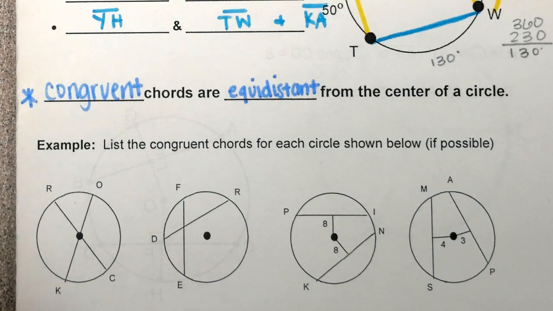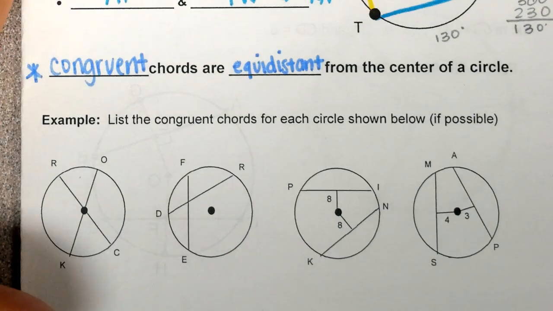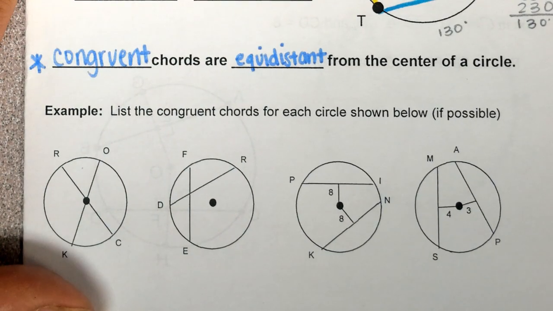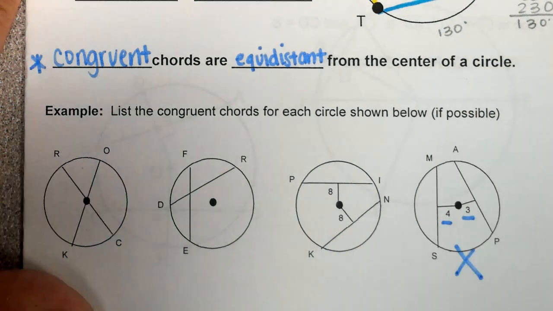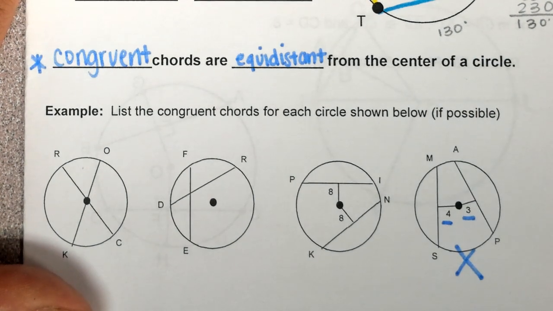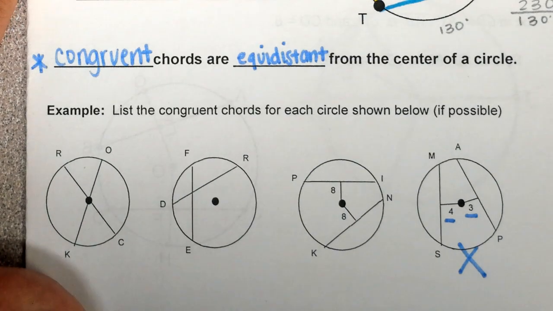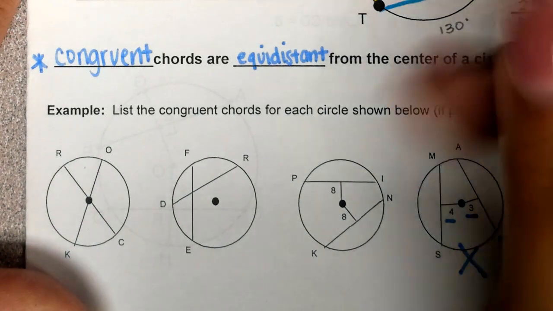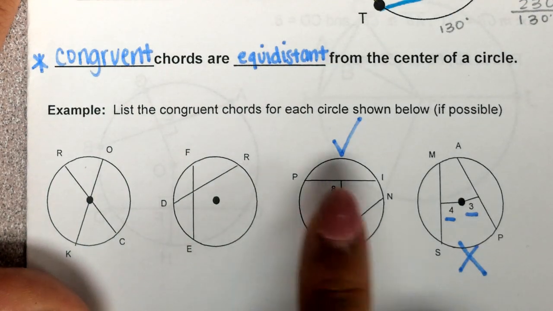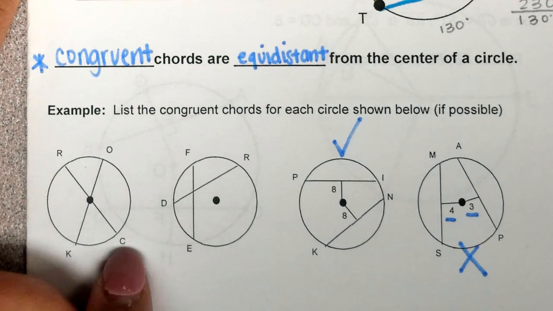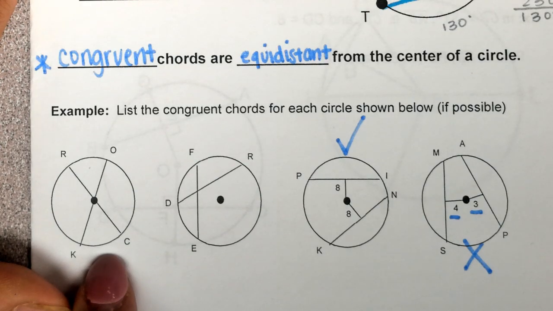So look at the examples right below it. Which chords are not equidistant from the center? Do y'all agree this very last one is definitely not equidistant from the center? Definitely not. Which one is equidistant from the center? This third one right here, do you agree they're both 8 and 8? That works. Y'all said the first one.